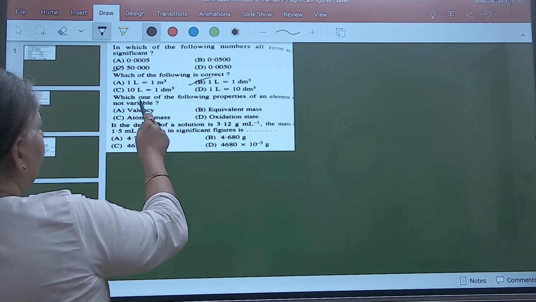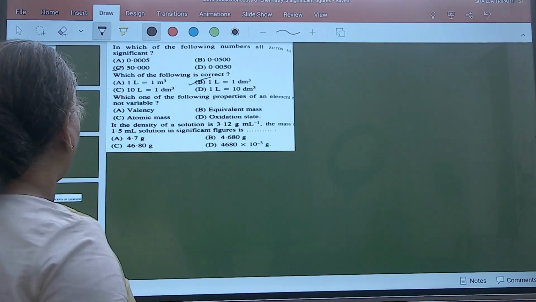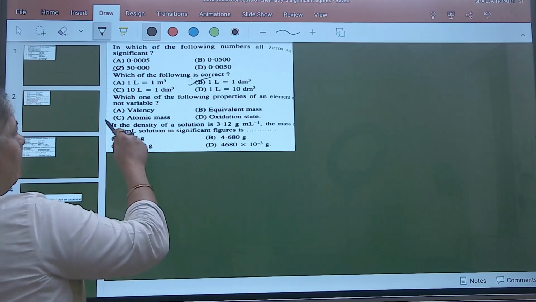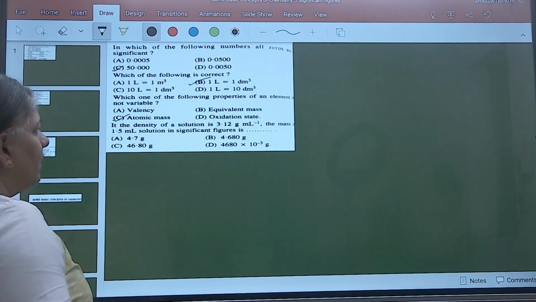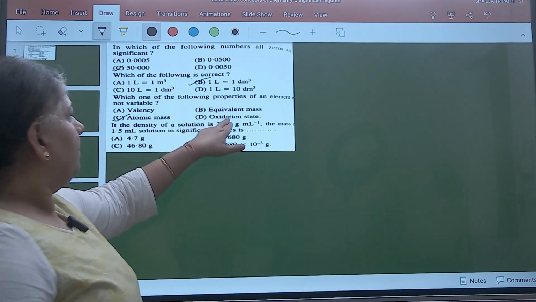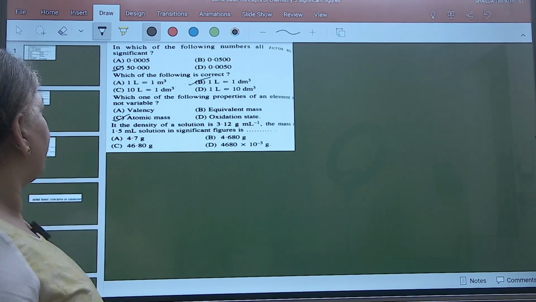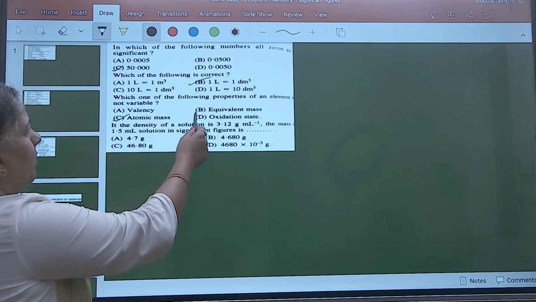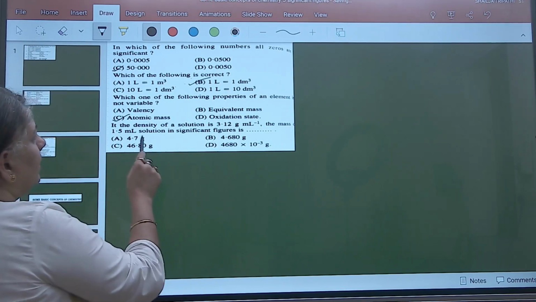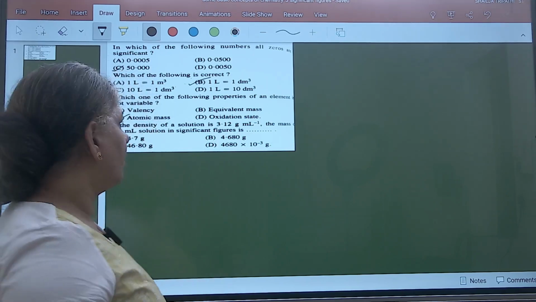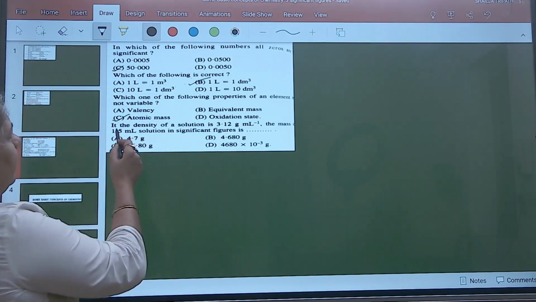Now let's see this question. Which of the following properties of an element is not variable? See, our correct option is atomic mass. Valency, equivalent mass and oxidation states, these are variable characteristics or variable properties. So atomic mass of an element is the fixed characteristic of it. Now let's come to this question.